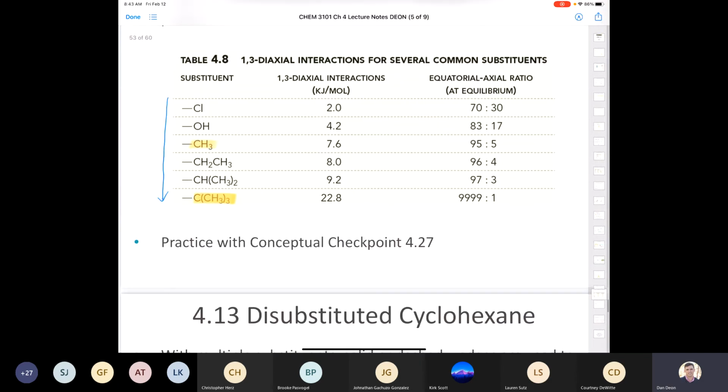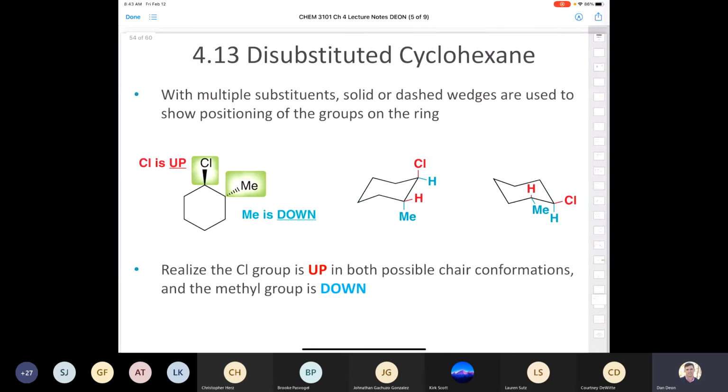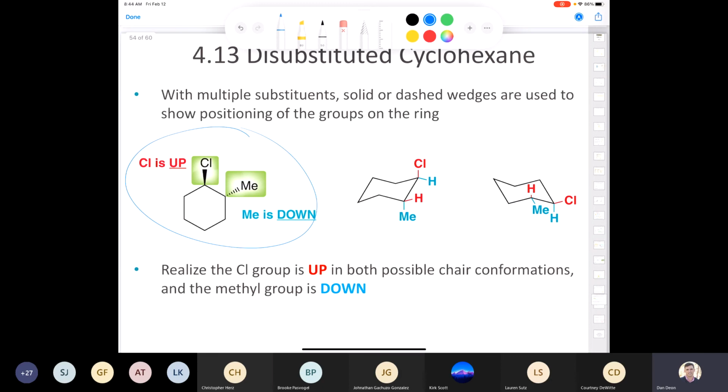Anyhow, there we go. Now, what happens next? What if we have 2 substituents? Well, it gets even more interesting. Now, considering that we can have 2 conformations for our cyclohexane, we can flip the ring. That's what I mean by the 2 conformations. Remember, I showed you a chair drawn this way, and then I showed you a chair drawn the other way. So let's analyze this compound here.